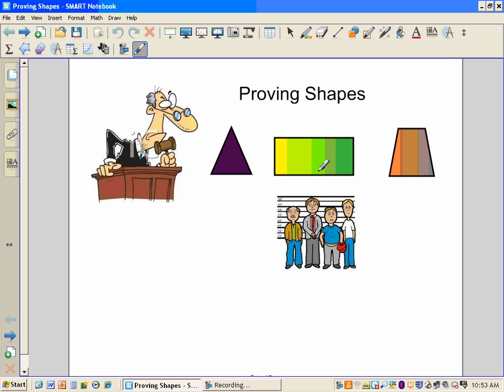Or how do I know that this is a rectangle specifically? Or how do I know that this is a trapezoid specifically? Or maybe even more specifically, an isosceles trapezoid because two sides are the same length. So we're going to start talking about not just saying what a shape is, but proving what a shape is. Sort of like this judge is trying to prove maybe which of these gentlemen did something bad.